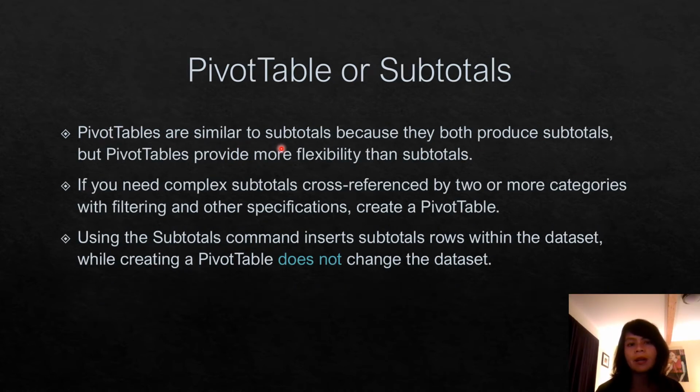So pivot tables are similar to subtotals because they both produce subtotals, but pivot tables do more. They provide more flexibility than just subtotals. If you need complex subtotals cross-referenced by two or more categories with filtering and other specifications, create a pivot table. Using the subtotals command inserts subtotal rows within the data set, while a pivot table does not change the data set. The pivot table draws the information from the data set, but it's separate from the data set. But when you insert subtotals, it actually inserts rows within the data set. So it does change the data set.